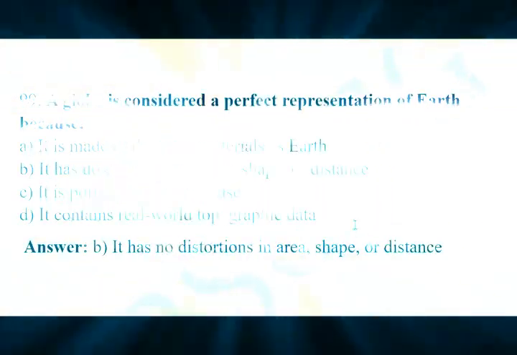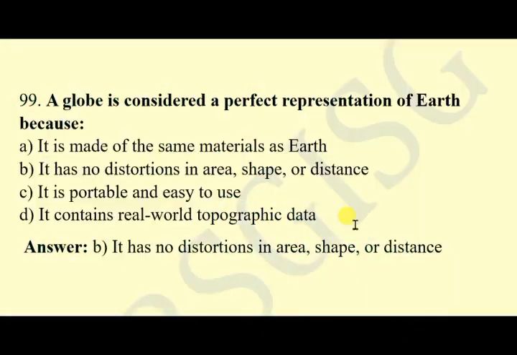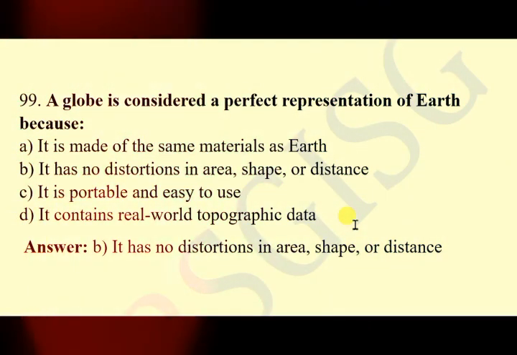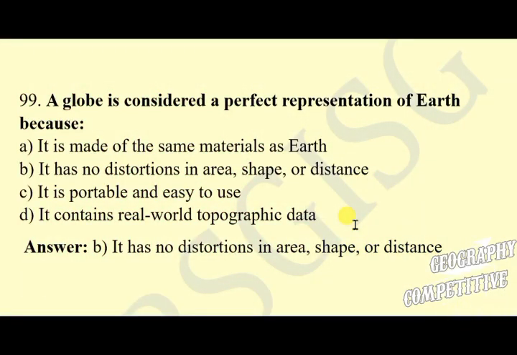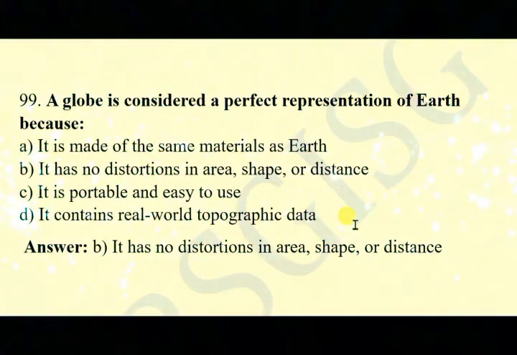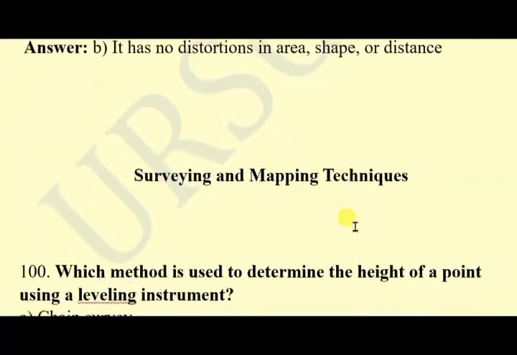Question 99. A globe is considered a perfect representation of Earth because it is made of the same materials as Earth. It has no distortion in area, shape and distance. It is portable and easy to use. It contains real world topographic data. Here the right answer will be it has no distortion in area, shape and distance.